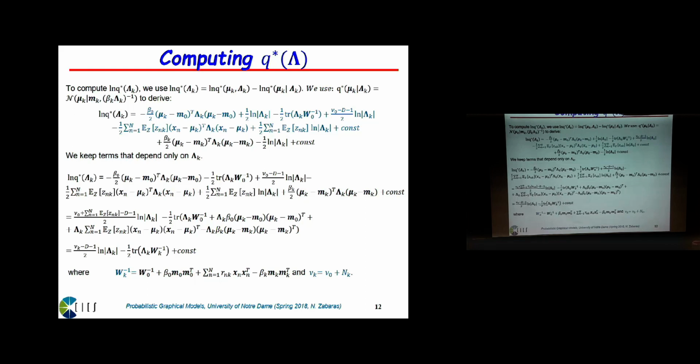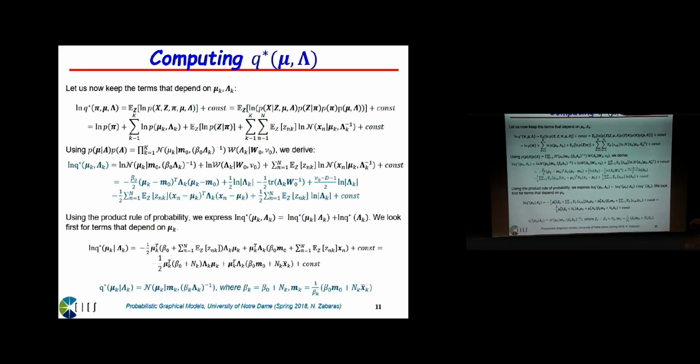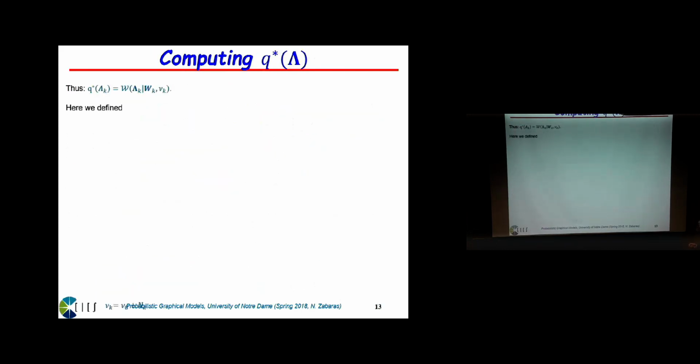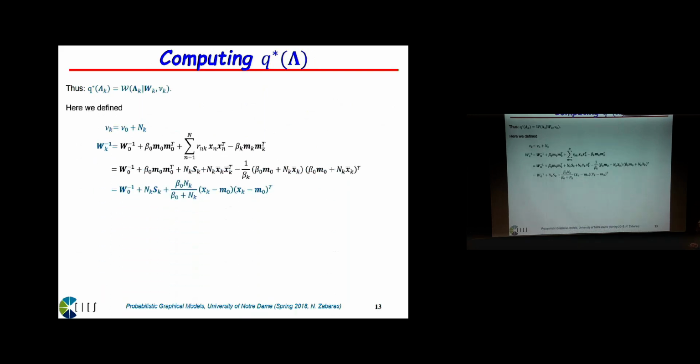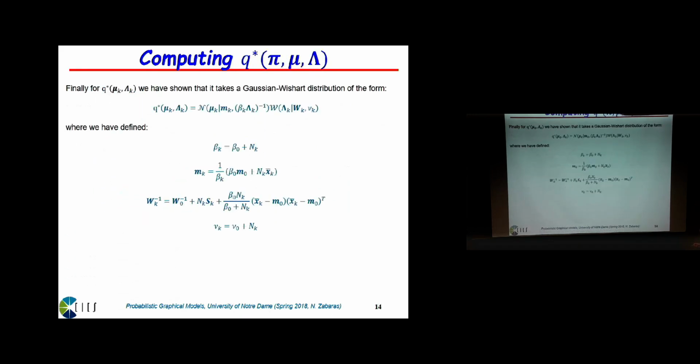And you know, this is the log of what distribution do you think? When you look at this, you can see it's a distribution of lambda_k, but what type of distribution is this? If I take the exponential of that, what do you think I get? What you get is a Wishart distribution, and here is the answer. So the combined distribution for mu and lambda is a Gaussian-Wishart.